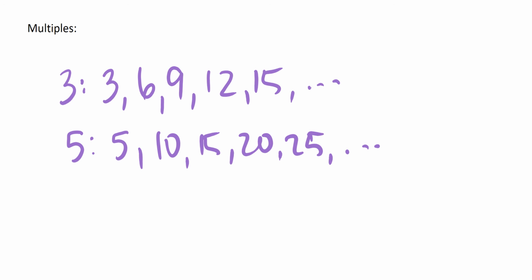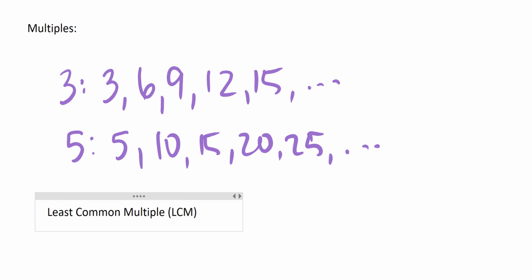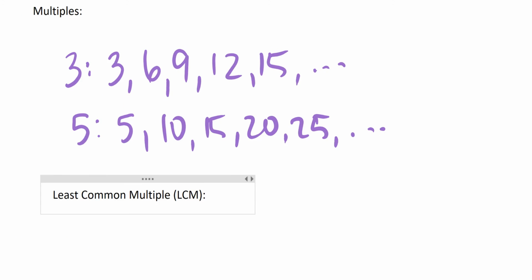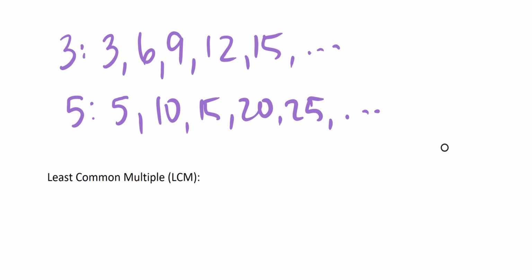Those are multiples. We're going to be asked to find the least common multiple, or the LCM. So least common multiple, smallest number they have in common. In this case, it's 15. So the LCM of 3 and 5 is 15.